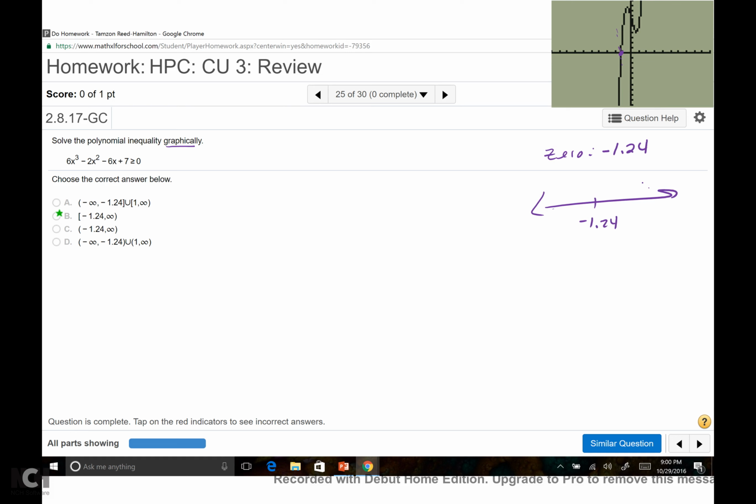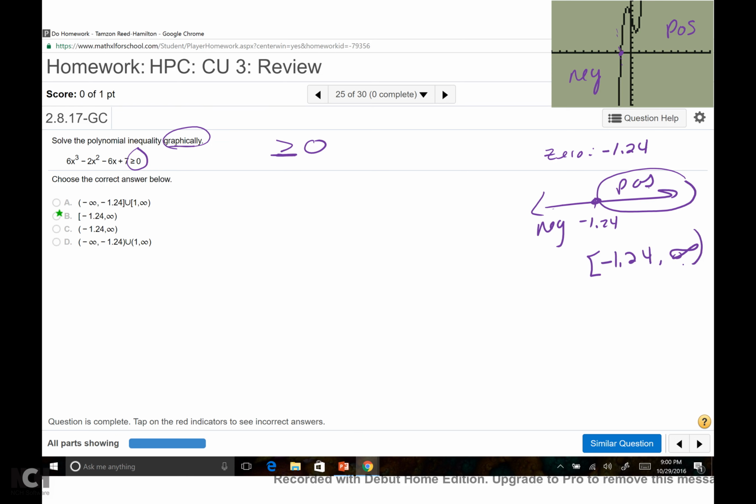I can see from my graph that this side is going to be negative and this side, actually I don't have to check it because it said I could do this graphically. So this side is negative and this side is positive, and they want to know when it is greater than or equal to 0. So that's this section, but it's including the 0, so it's going to start at negative 1.24 and go to infinity.